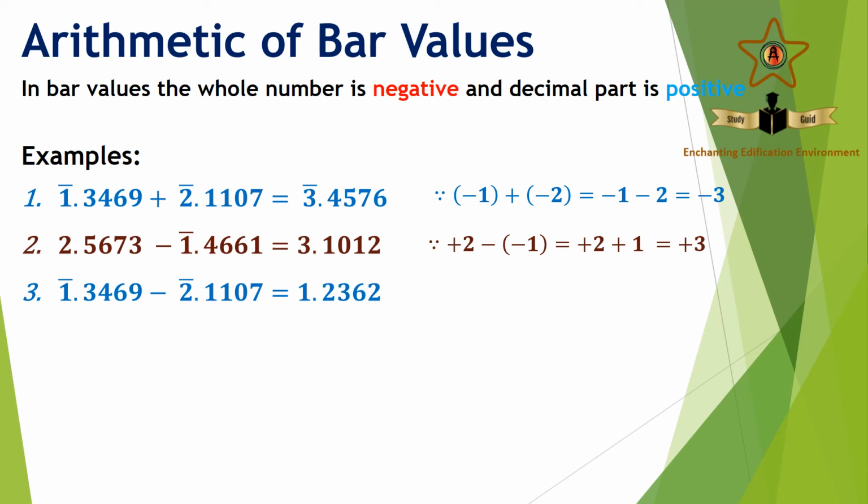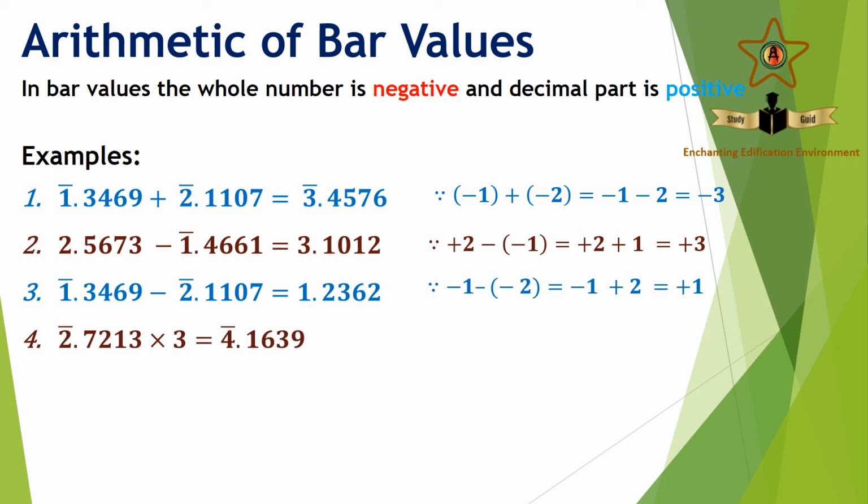The next one. Bar 1.3469 minus bar 2.1107. 9 minus 7 is 2, 6 minus 0 is 6, 4 minus 1 is 3, 3 minus 1 is 2. Now we have bar 1 minus bar 2, that is minus 1 minus minus 2, so it is minus 1 plus 2, which is plus 1. So the answer is 1.2362.